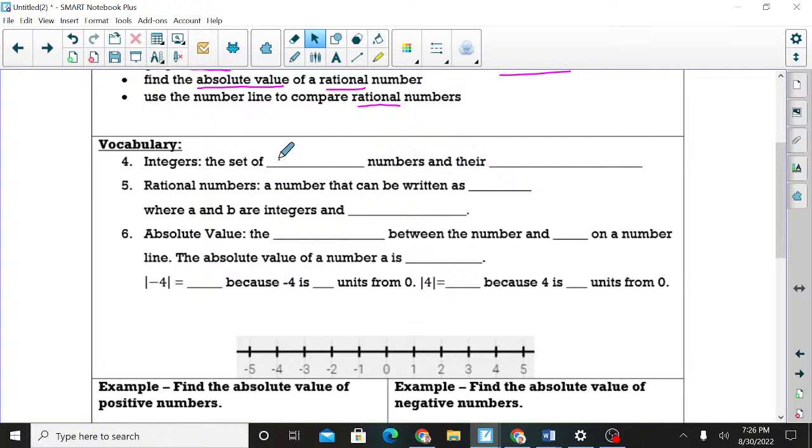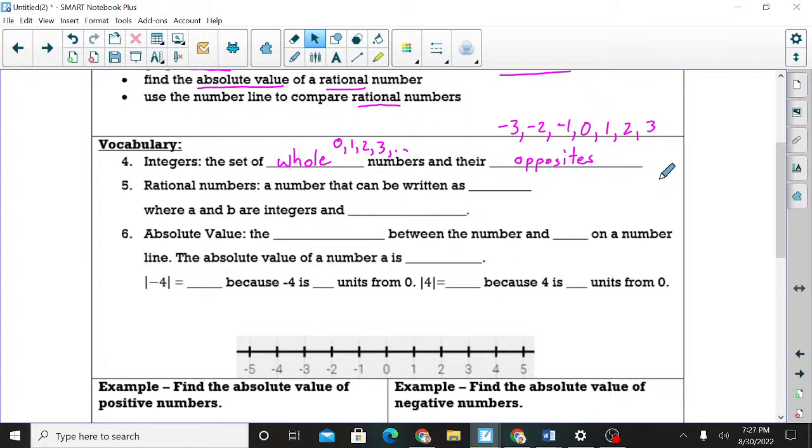The integers are the set of whole numbers. Now remember, whole numbers, they start off 0, 1, 2, 3, and so on. And they're opposites. So integers, then, are made up of all the numbers like -3, -2, -1, 0, 1, 2, 3, and so on and so forth. They'll keep going.